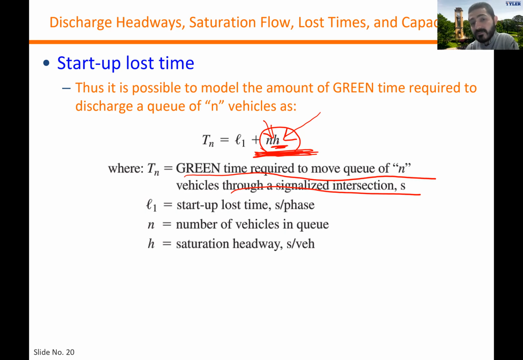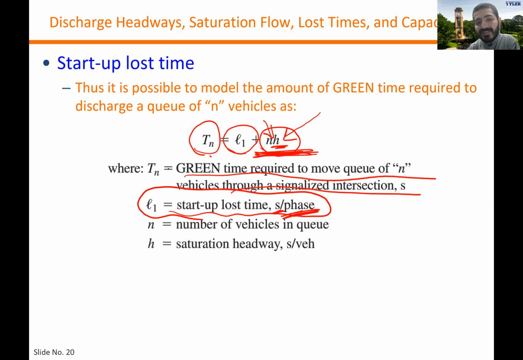But that's not the case, because now you need to add the startup loss time as well, which is the number of seconds per phase. And that's why we came up with a new definition, Tn. This is the green time required to move a queue of n vehicles.